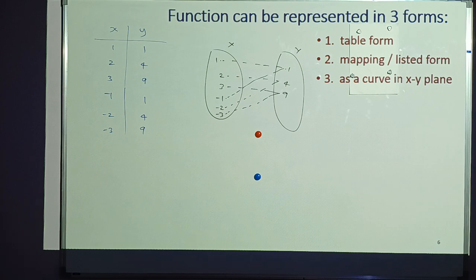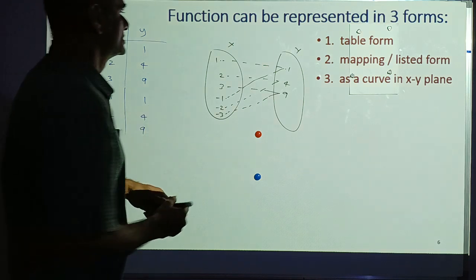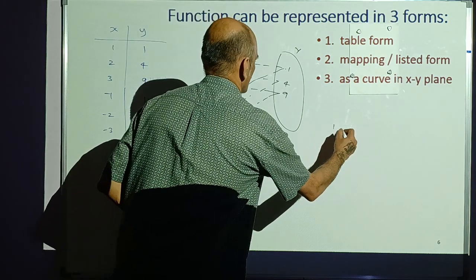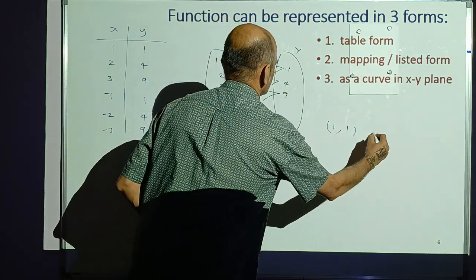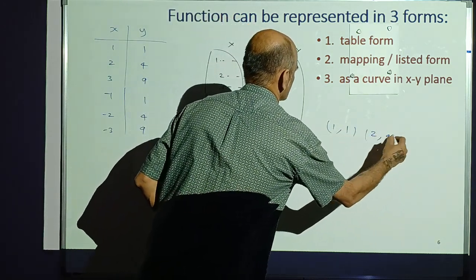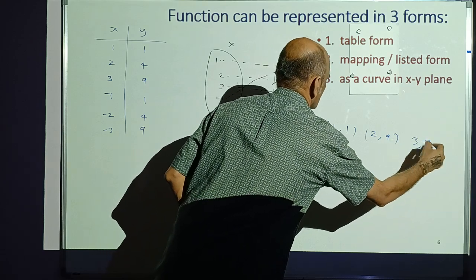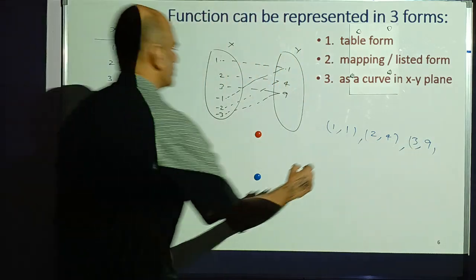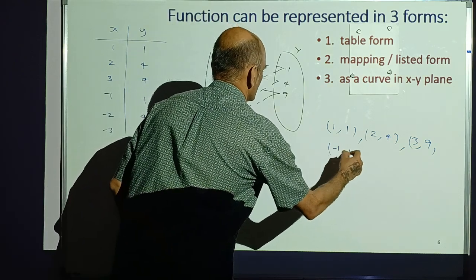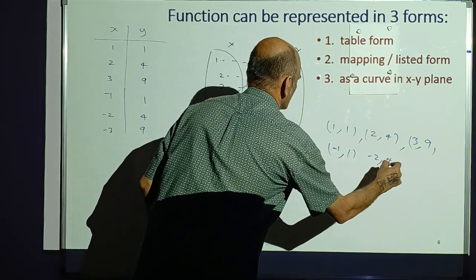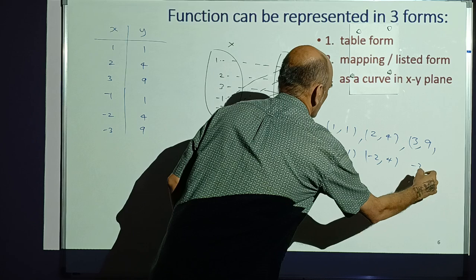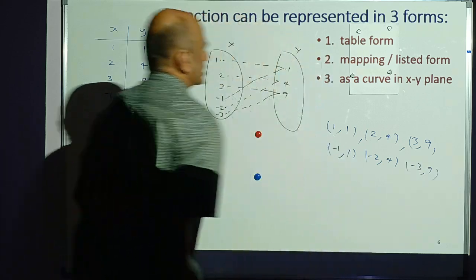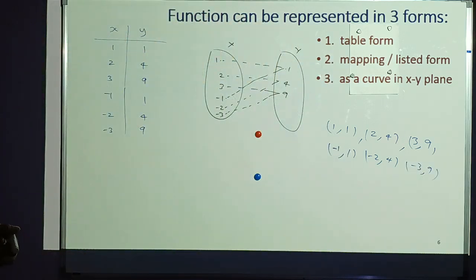This information can also be given like this: 1, 1, and then 2, 4, 3, 9, and then minus 1 is mapped to 1. So minus 1, 1, minus 2, 4, and then minus 3, 9. So I'm listing the pairs. First is x, second is y. So this is also another way of representing the relation between x and y.